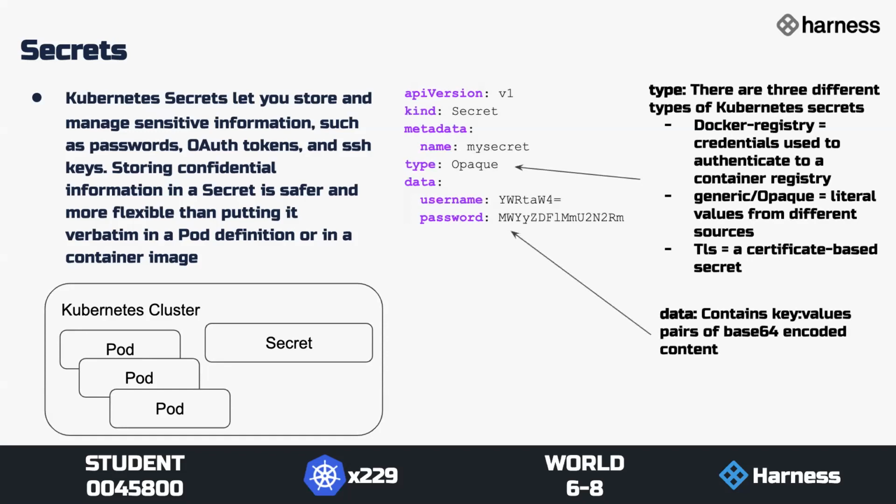You have a couple different types of secrets that are out there. So you have a Docker registry secret. This can be used to interact with your Docker registry and be used to pull down your image. You have generic or opaque, which is literal values, which is what we're using in this case. And then you have TLS. So if you have cert-based secrets, that can be the type as well. And then you have your data at the bottom. You can set multiple data points, username, password, whatever you want to key value pair call it. And so you can see these are base64 encoded as well.